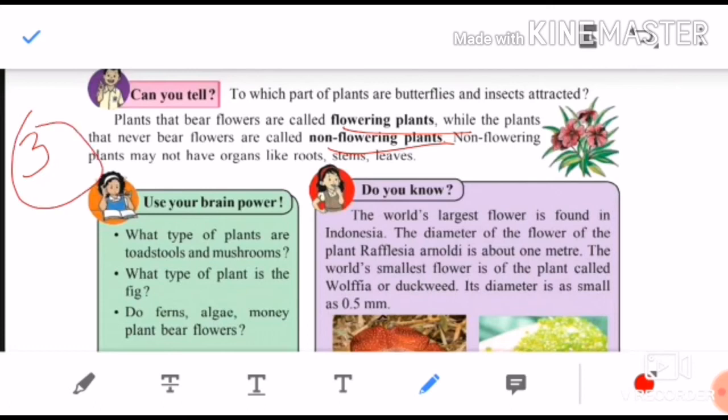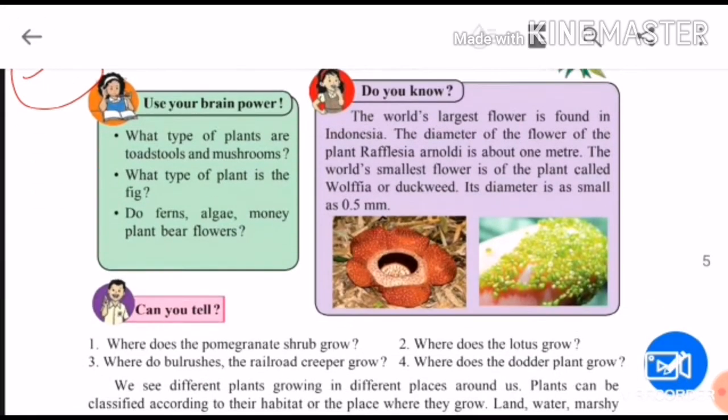Those which have flowers on them are flowering plants. Those which don't have flowers on them are called non-flowering plants. Non-flowering plants do not have parts like root, stem and leaves. Is it okay, children? Here, extra information is given.